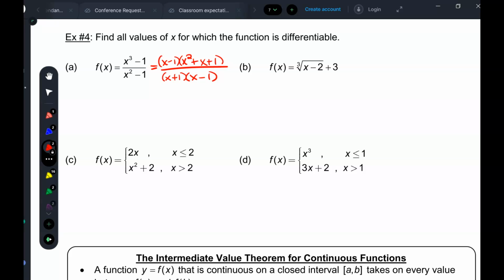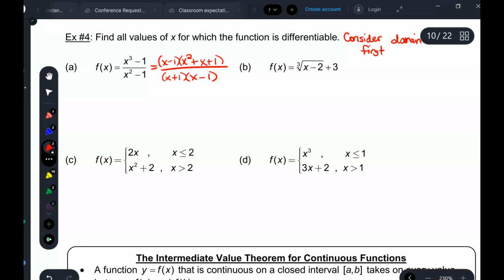The first thing I want you to consider is domain. Okay? I want you to consider the domain first. Really, what do we have here? We have a removable discontinuity at 1 and an infinite discontinuity at -1. I don't care what kind they are, I just care there's discontinuities. So it's going to be differentiable everywhere else.